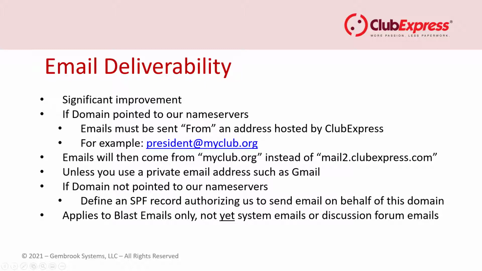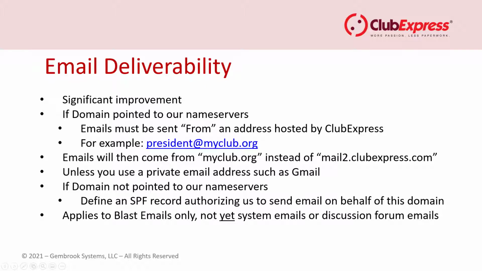So we've made a fairly significant change behind the scenes. The way that change works is that if you have a domain name that's pointed to our name servers and you send the emails from an address that's hosted by ClubExpress, for example, president@myclub.org or my domain, whatever your domain is, then the emails will come from myclub.org instead of mail2.clubexpress.com, which is where all of these emails came from in the past. And our understanding is that as that relates to how the domain is configured behind the scenes within the name servers, that small change gives us a much better chance of having the email delivered to the inbox.